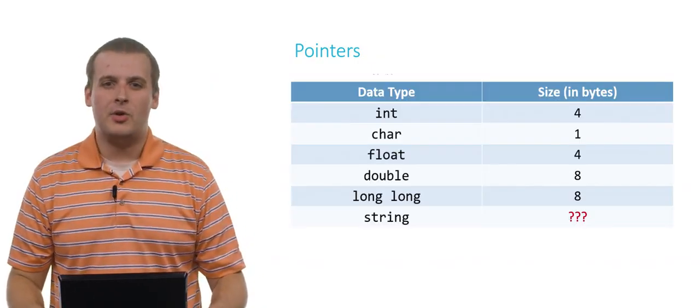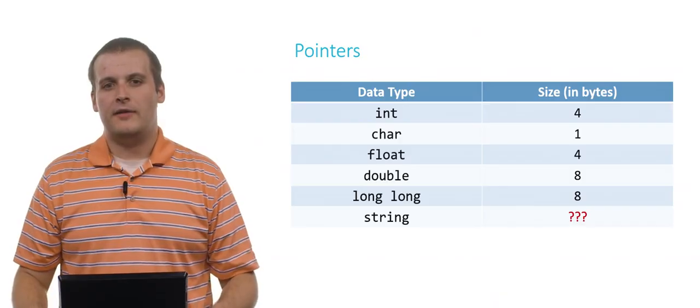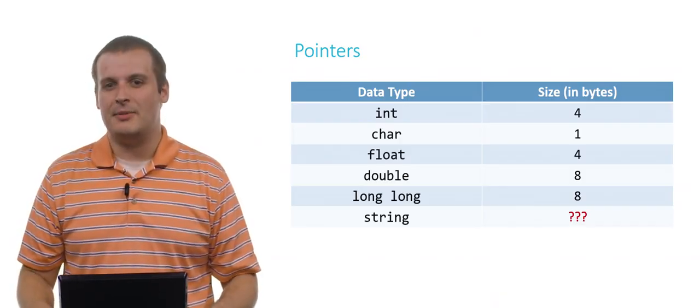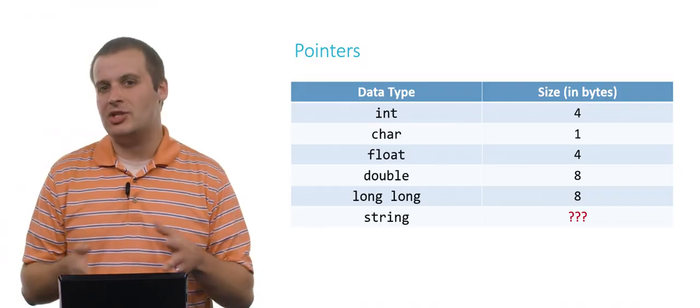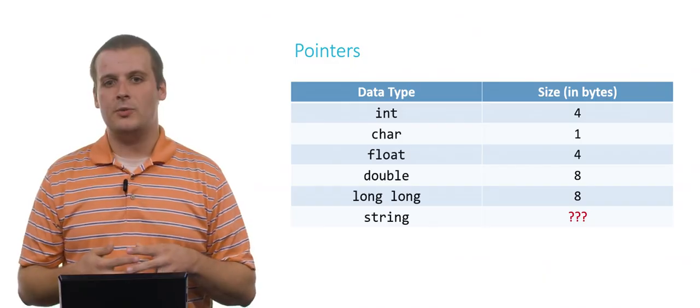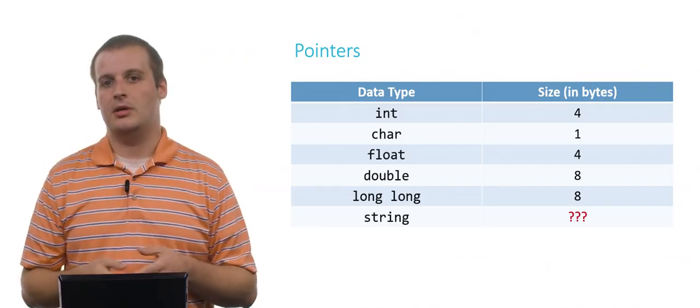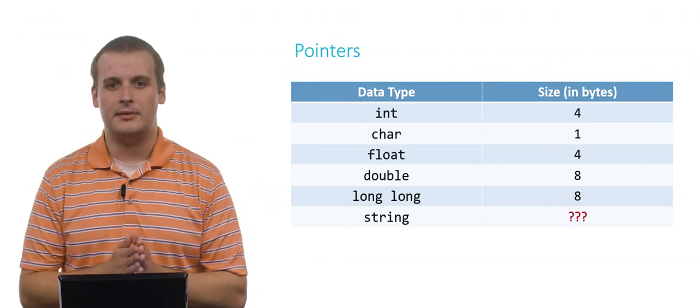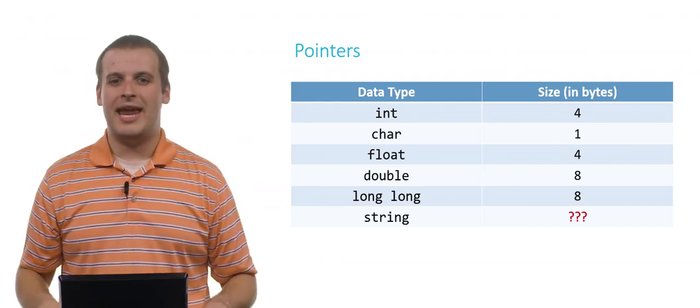OK, so I kind of promised that we would revisit the concept of how large is a string. Well, we've really kind of been lying to you the whole time. There's no data type called string. In fact, I mentioned this in one of our earliest videos on data types, that string was a data type that was created for you in CS50.h. You have to pound include CS50.h in order to use it. Well, string is really just an alias for something called a char star, a pointer to a character.